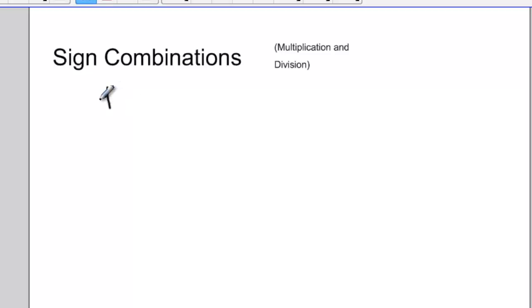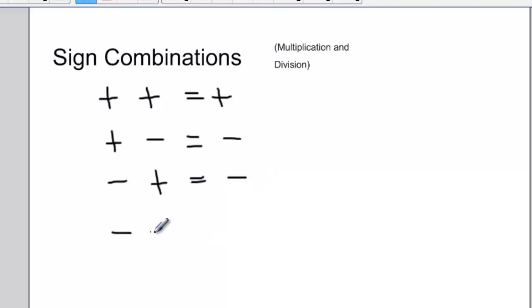So if we're taking a positive and we multiply by a positive, 2 positives together, our overall answer is positive. If we take a positive number and we multiply it by a negative number, or we divide it by a negative number, our overall answer will be negative. Vice versa, if I take a negative number and I multiply or divide by a positive number, my overall answer is still negative. And if I take 2 negative numbers and multiply them or divide them, my overall answer is positive.